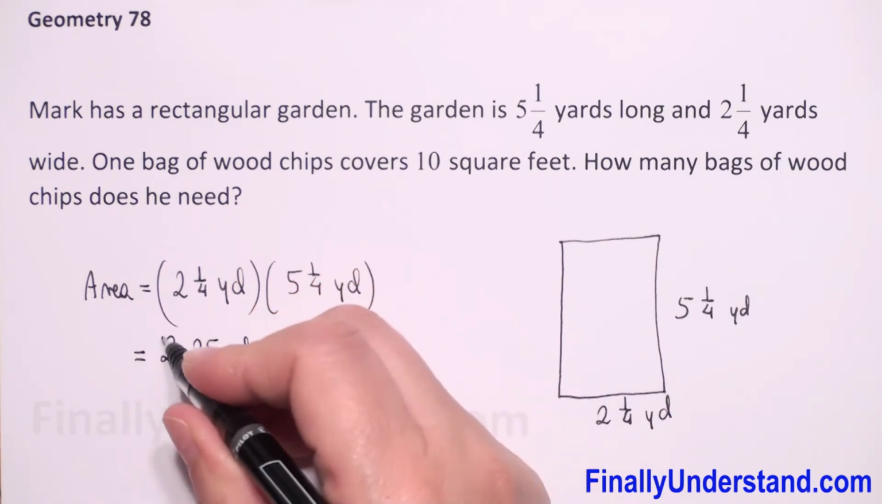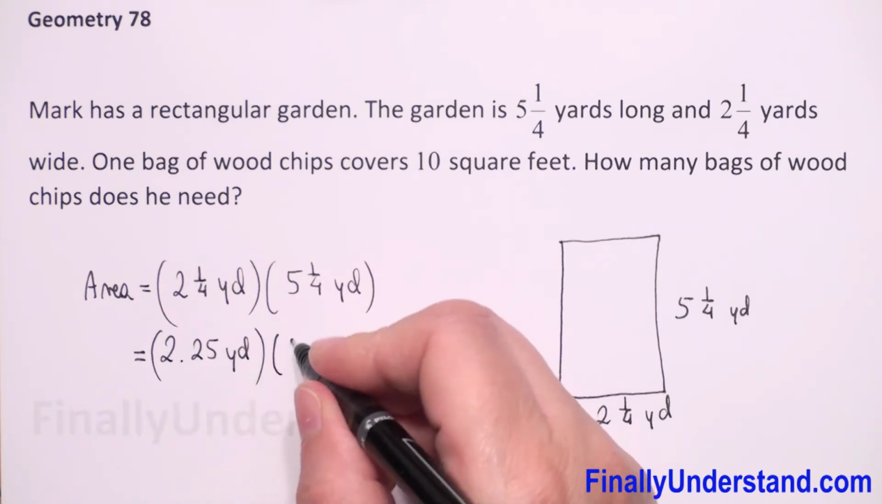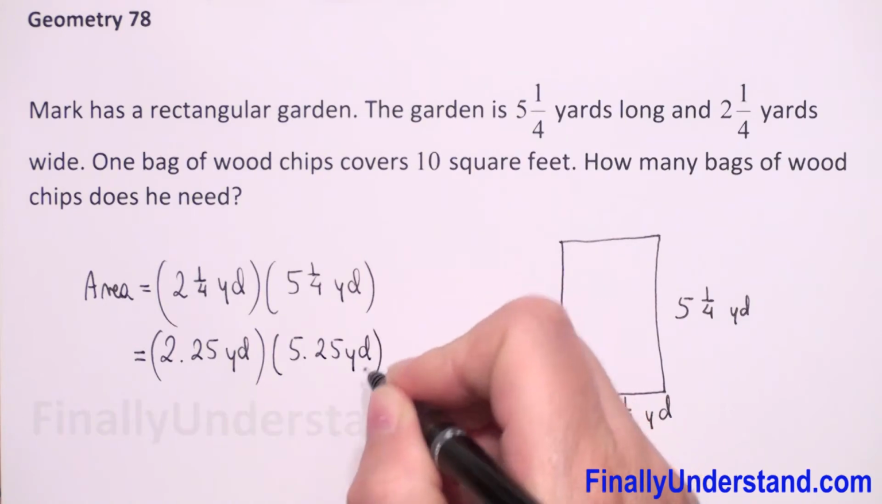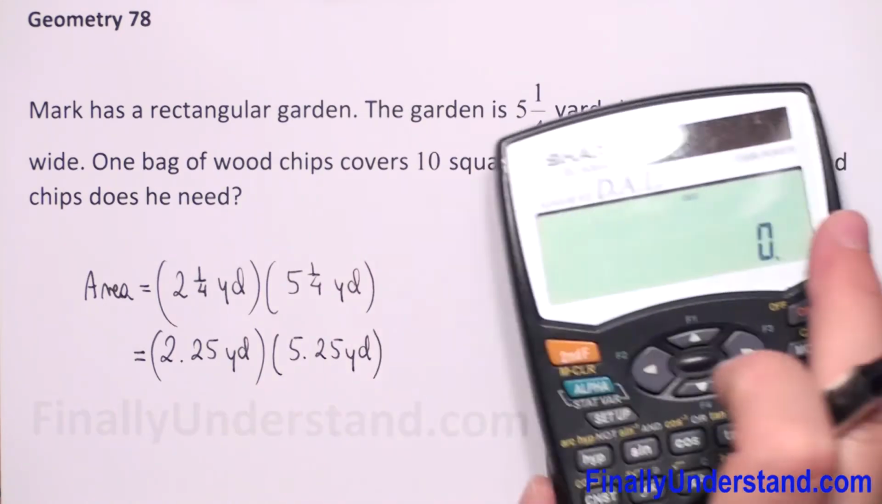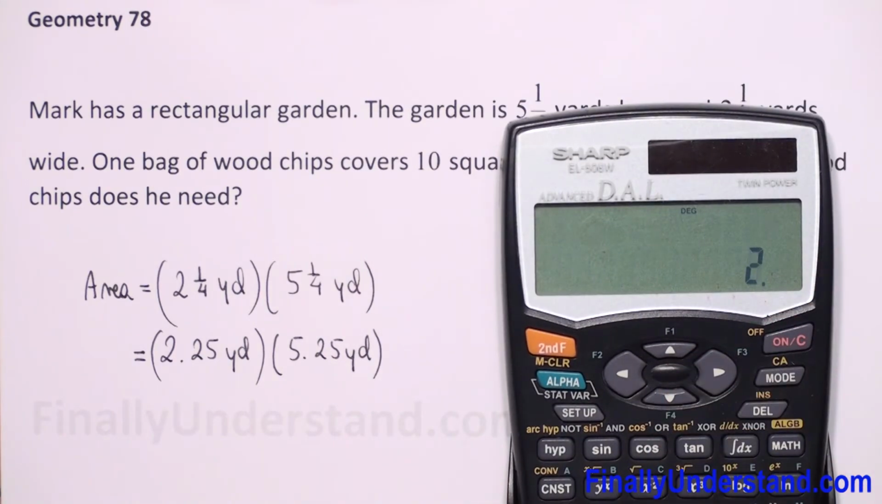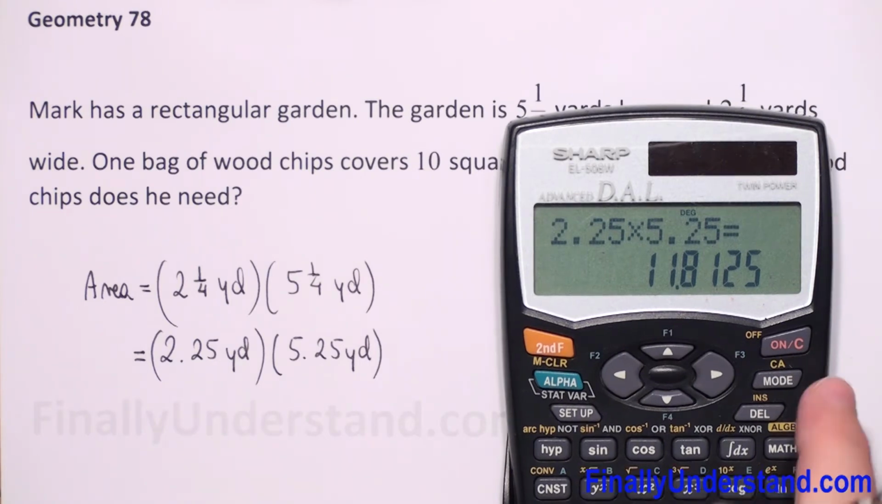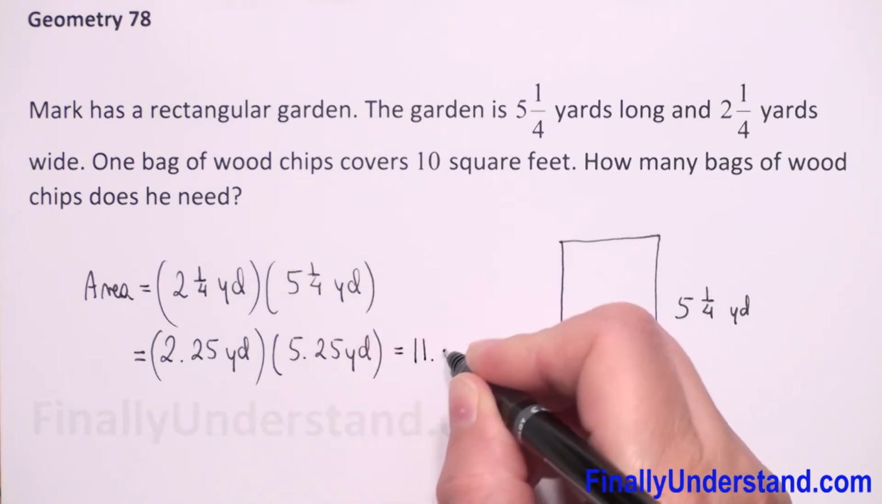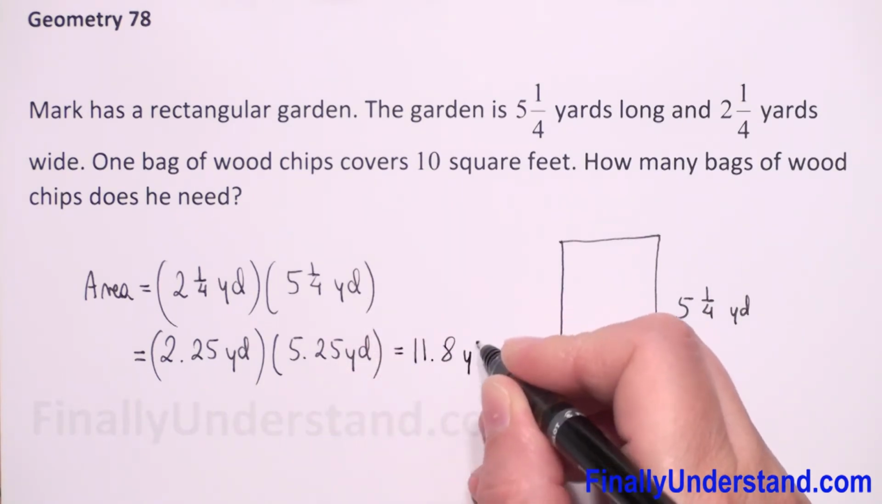yards times 5.25 yards. So this is equal to 2.25 times 5.25. This is approximately equal to 11.8 square yards.